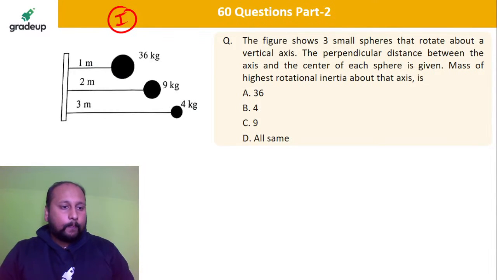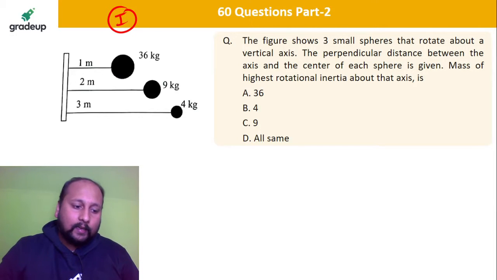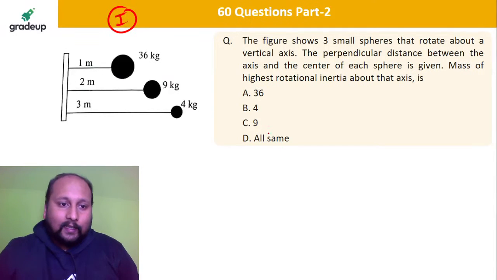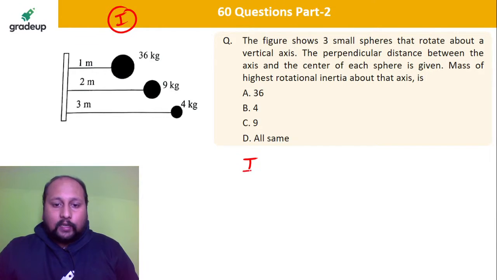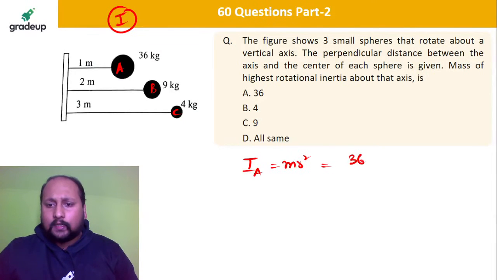Yes, anyone? Sir, very easy. Absolutely correct, Rajan. What is moment of inertia? Let's say I'm taking this as A, this as B, and this as C. So IA is equal to M into R square. So mass is 36, R square, 1 square, that is equal to 36 kg meter square.